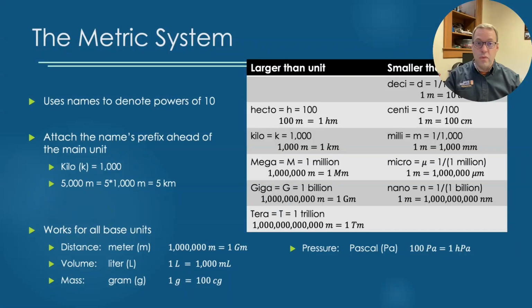Pressure, not as commonly seen, but we're going to see it a lot in this course. The Pascal. And I have here a relationship showing that 100 pascals is 1 hectopascal. This unit in particular, we are going to use all over the place in our course. In fact, this unit, 1 hectopascal, we also call it a millibar. That's another name for it. We're going to use this all over the place throughout the course.